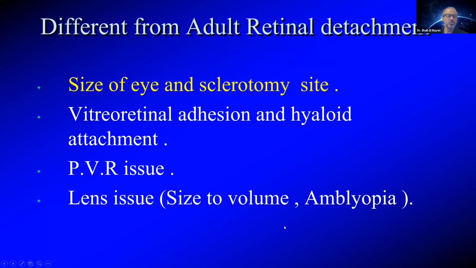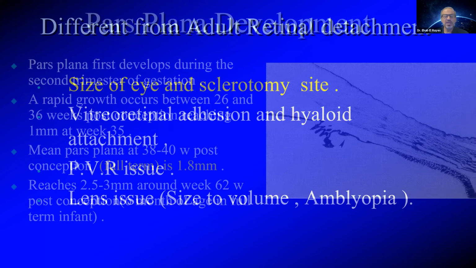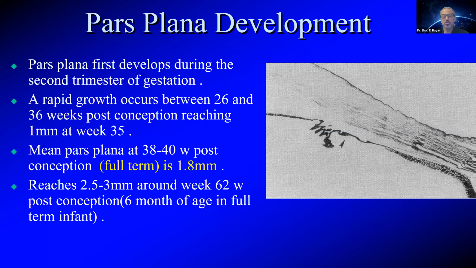Let's speak about the first point, the size of the eye and the sclerotomy site. For a full-term baby, he only has 1.8 millimeters of pars plana. So that means you can't do your sclerotomy sites at the regular sites. If you see a child with retinal detachment that is 3 months of age, you know that he only has about 1.8 millimeters of pars plana. So that guides you where you're going to put your trocars. You can't have enough space more than 1 millimeter behind the limbus. It doesn't reach 3 millimeters before 6 months of age.